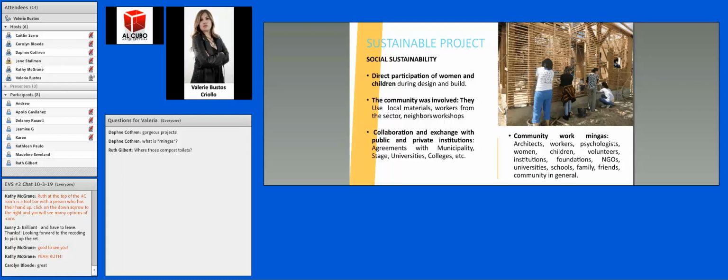Social sustainability implies direct participation of women and children during design and build. The community was involved. We used local materials and workers from the sector, neighborhoods, workshops, etc. The project promotes collaboration and exchange with public and private institutions, agreements with municipalities, states, universities, colleges, high schools, etc.